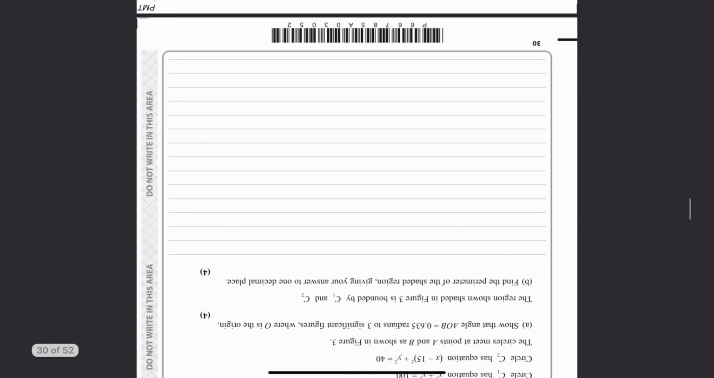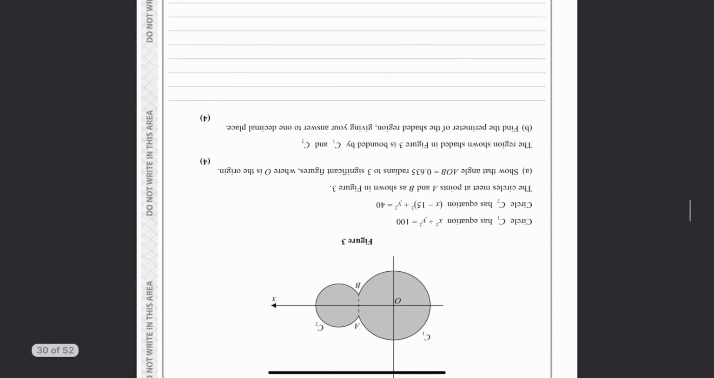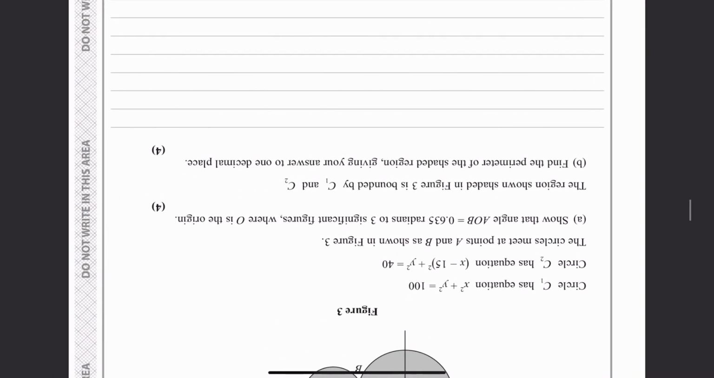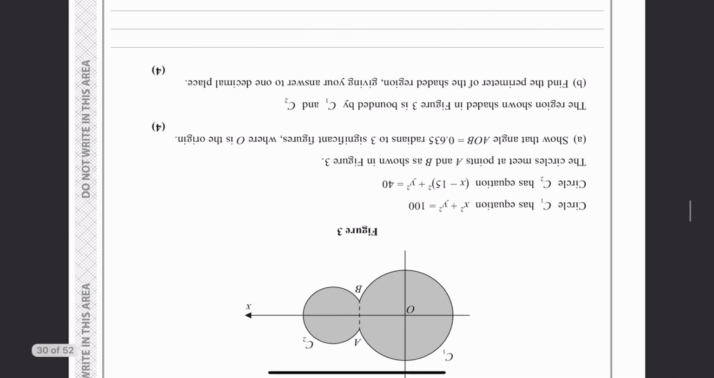We have about 40 minutes left, and I don't know how many questions, although we are only halfway through. It says 30 out of 52, so I don't know if we'll finish this on time, but, you know, yeah.